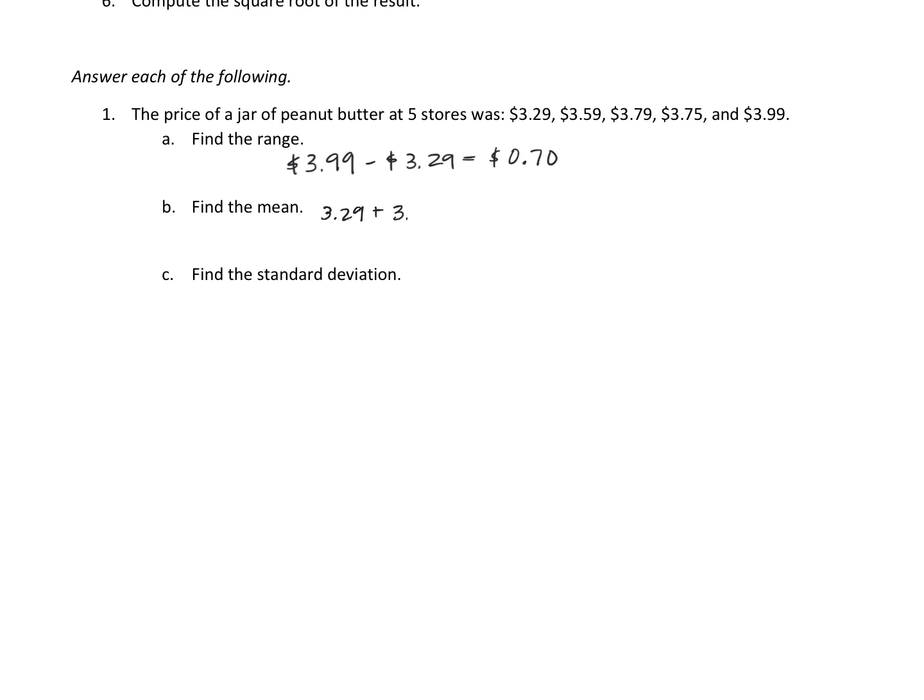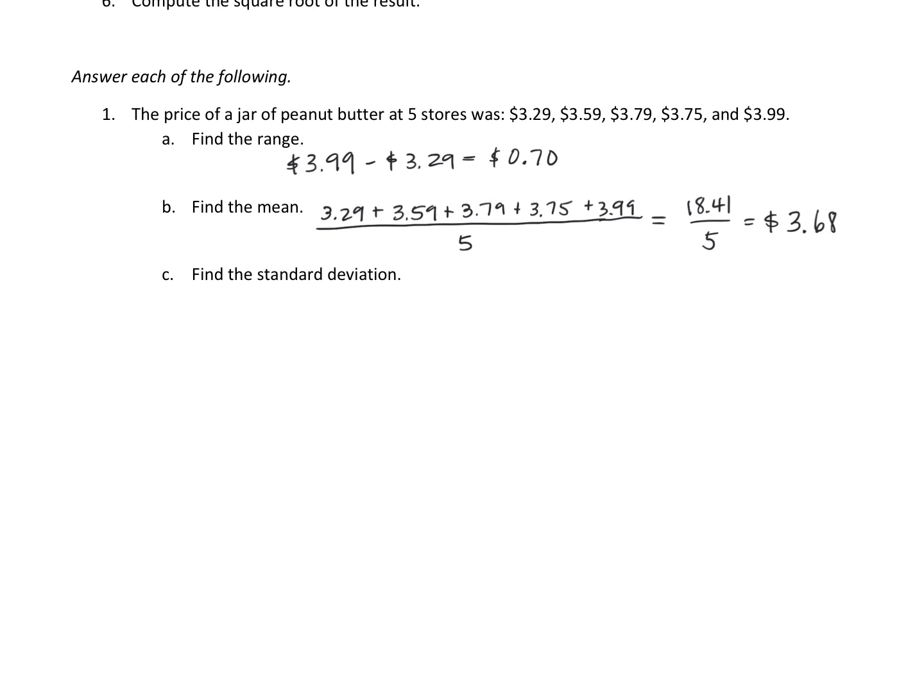So $3.29, $3.59, $3.79, $3.75, and $3.99. And we're going to divide that by 5. And let's see what we get for that. So for the sum on the top, I got $18.41. And then when I divided that by 5, rounding appropriately, I got $3.68.